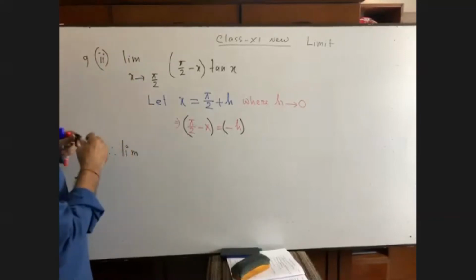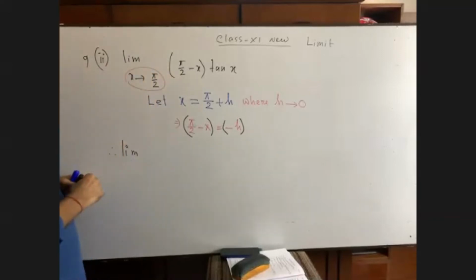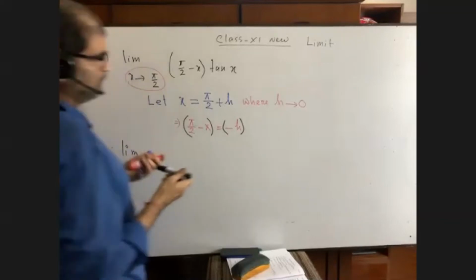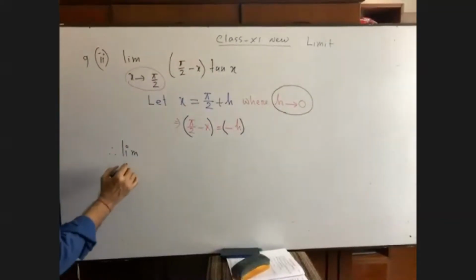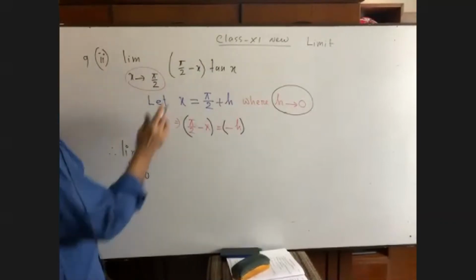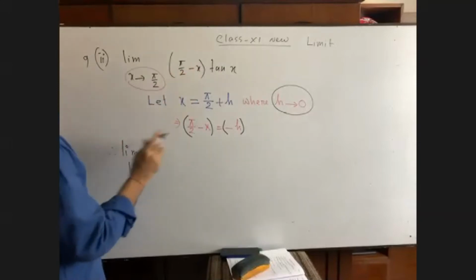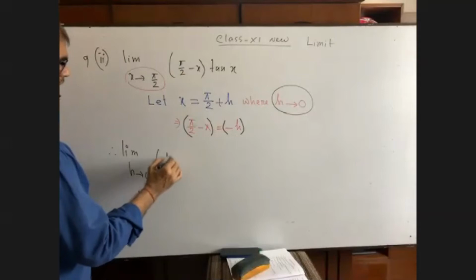Now we don't have this math. It is omitted now, it will be implied. h tends to be 0. What is the value of pi by 2 minus x? Pi by 2 minus x equals?